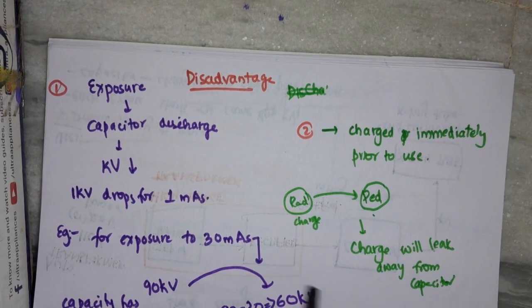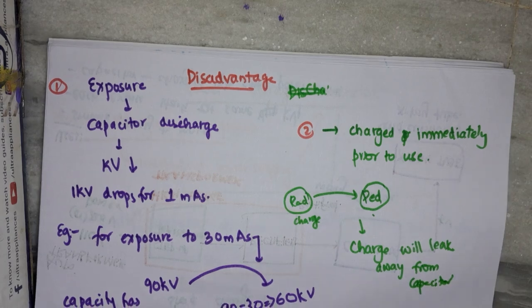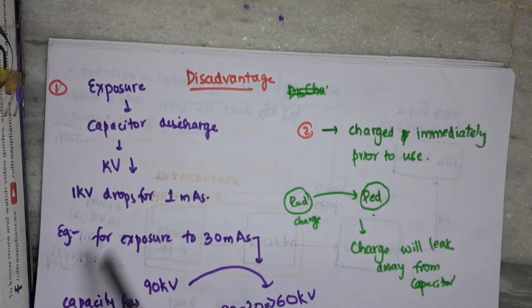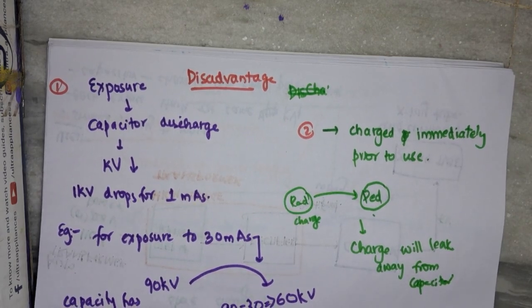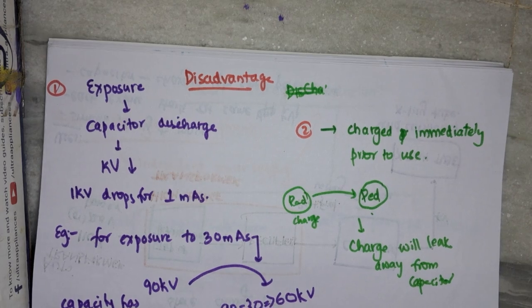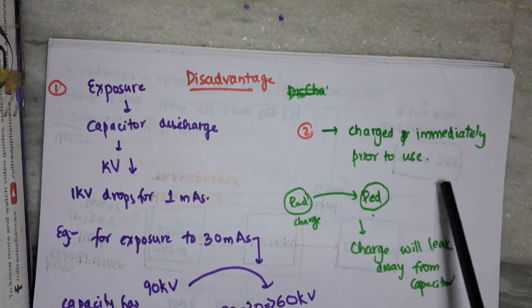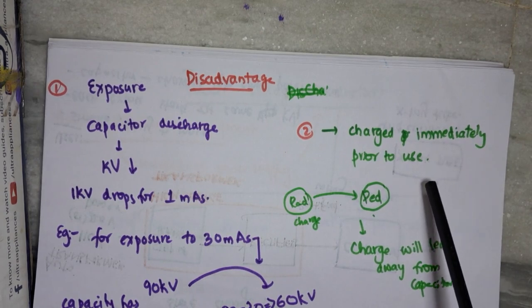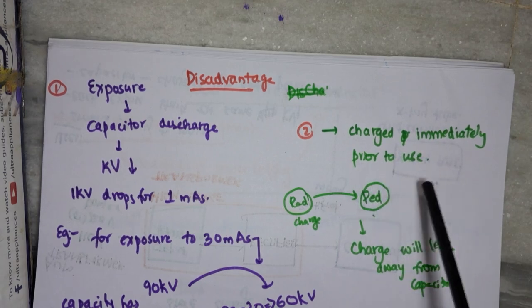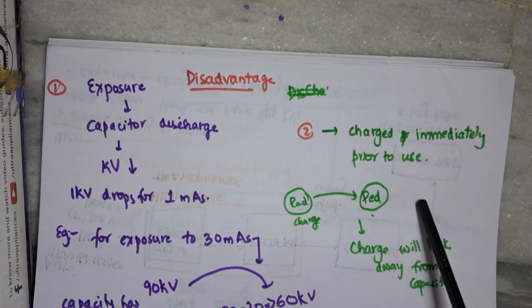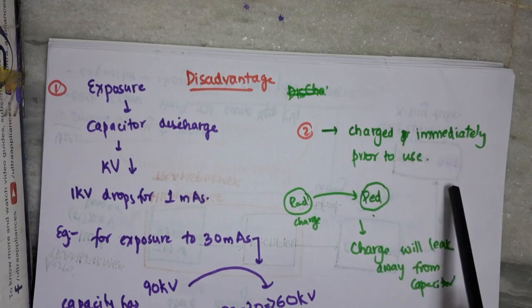So out of it, only 60 kilovolts will remain in the capacitor by the end of exposure. That means this type of capacitor cannot be used for thicker body parts such as the abdomen, right? Second, the capacitor must be charged immediately prior to use. So this capacitor discharge is not like a mobile unit. Once you charge it, you should use it immediately.